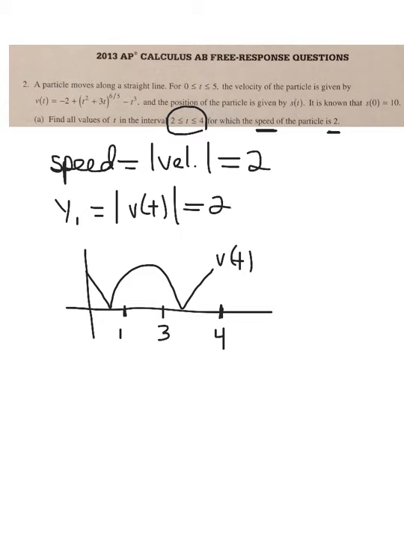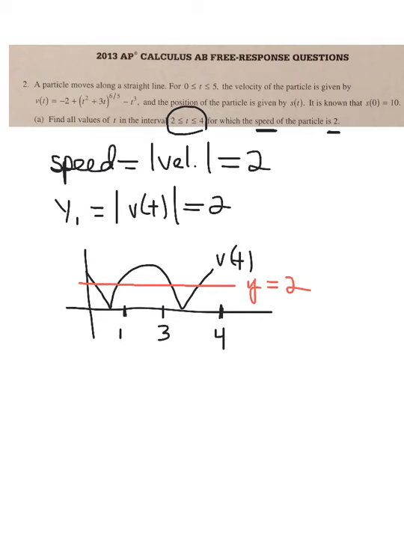So again, this is a calculator question. Along with putting the v of t in your y1, in your y2, I would plug in 2. And when you do that, you're going to see that you have 4 points of intersection: 1, 2, 3, and 4.